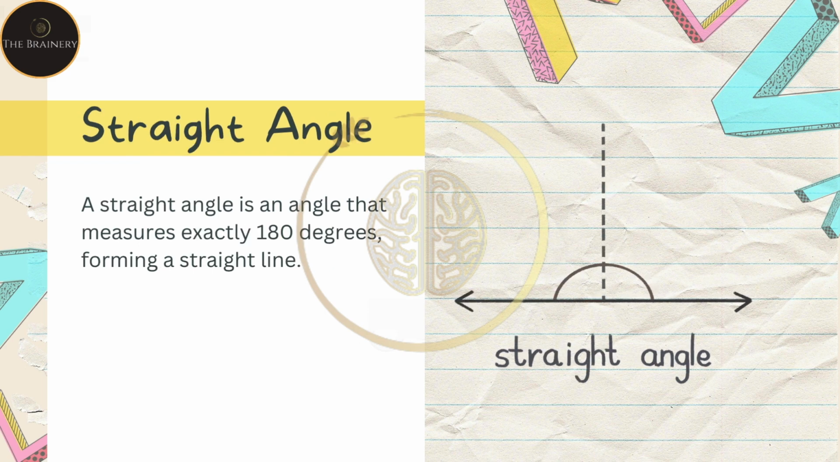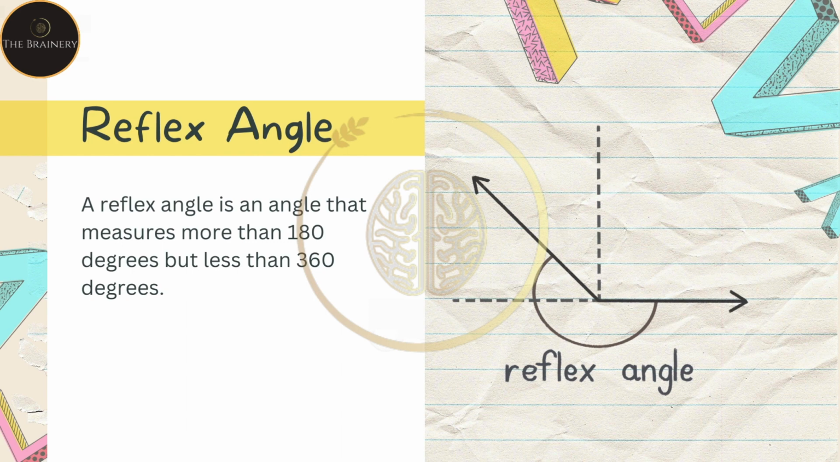Straight angle. A straight angle is an angle that measures exactly 180 degrees, forming a straight line. Reflex angle. A reflex angle is an angle that measures more than 180 degrees but less than 360 degrees.